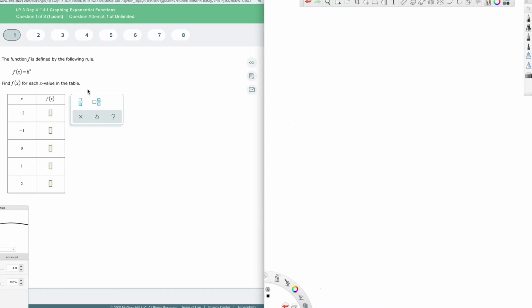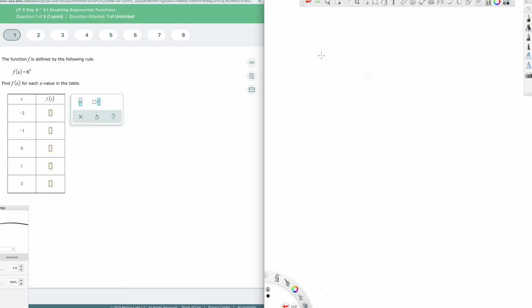All right. So if we're looking at this one, the function is defined by the following rule. Number 1, functions, we always call it a rule. It's the equation, but it's the rule of this function. This is what has to happen each time. With an exponential function, if you notice, we have the exponent as a variable. That's the exponential part of this, that the variable is the exponent. And then it says find f of x. So here's f of x equals 6 to the x power for these values here.